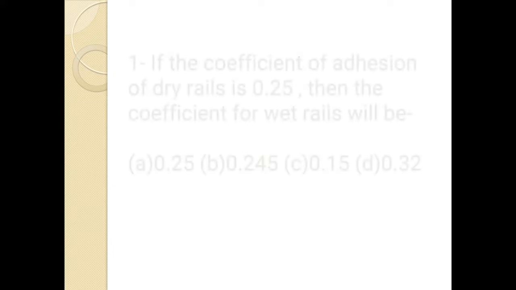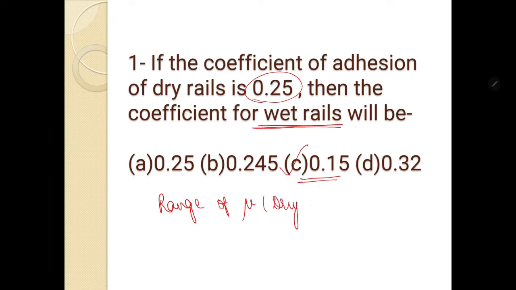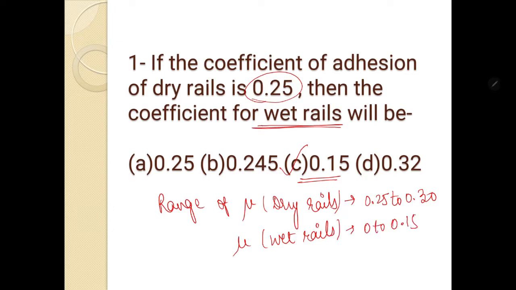So the first question was, if the coefficient of adhesion of dry rail is 0.25, then the coefficient for the wet rails will be. The range of coefficient of adhesion for the dry rails is from 0.25 to 0.30, and coefficient of adhesion for the wet rails is from 0 to 0.15. So the correct option is 0.15.